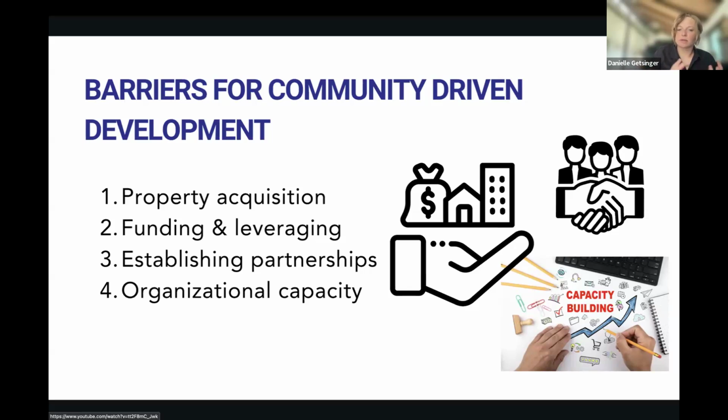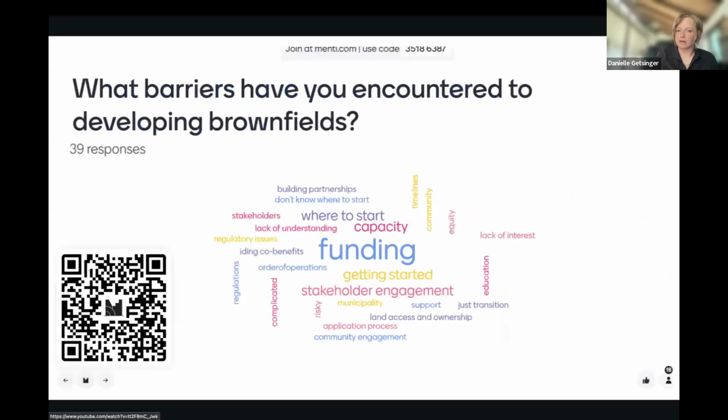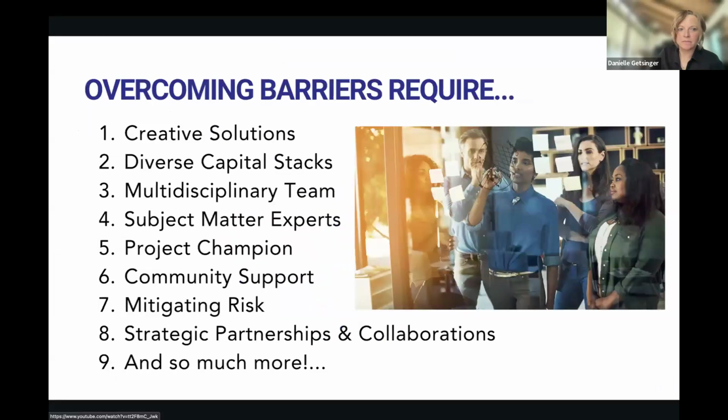Establishing partnerships and organizational capacity to then manage this complexity, again, is another one that we heard. Here's a snapshot of what you said, which kind of jibes. So it was a good guess on our part, and it's definitely funding we're hearing over and over again, and building partnerships and capacity is where the challenges are.